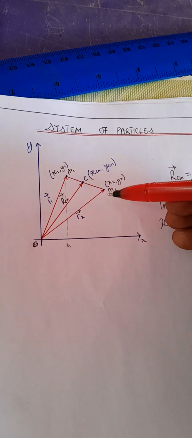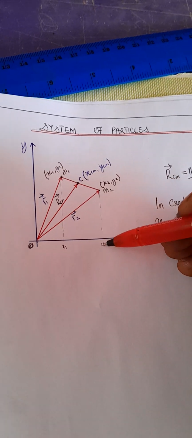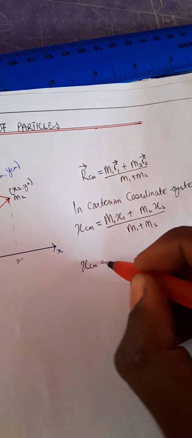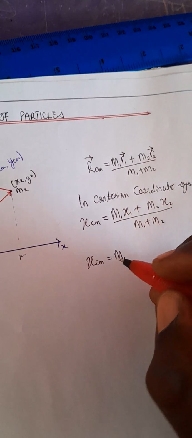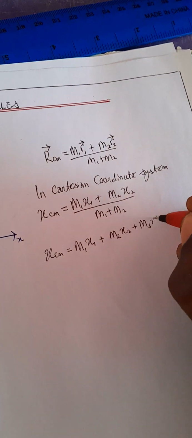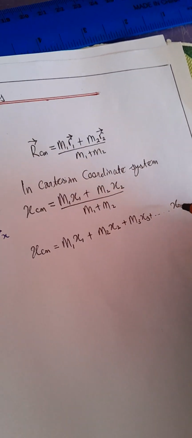So this is x1. For M2, this is x2. Now, meanwhile, we can have more than two particles. So if we're having more than two particles, how will I write it? I'll write it like this: xcm equal m1, that is mass 1, at the position x1, plus m2, the second particle at its own position, plus m3 at its position 3, and then so on and so forth.